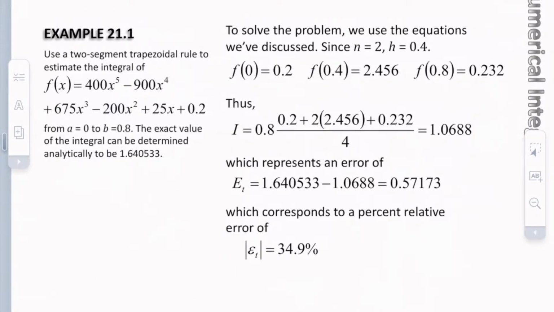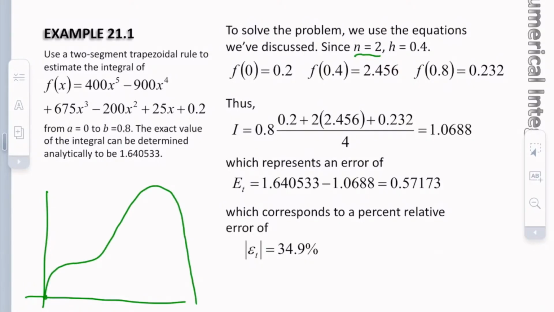Let's consider the same example. In this case, we divide the function into 2 intervals, n equals 2. That means that if this is your function, this is x equals 0, this is x equals 0.8. Dividing it by 2 intervals means we have 0.4 here. So this is your first interval and this is your second interval. This is what n equals 2 means. h equals 0.4 means that each interval has a width of 0.4.